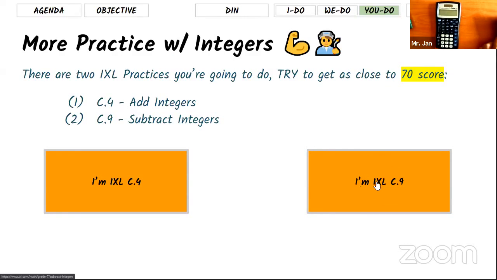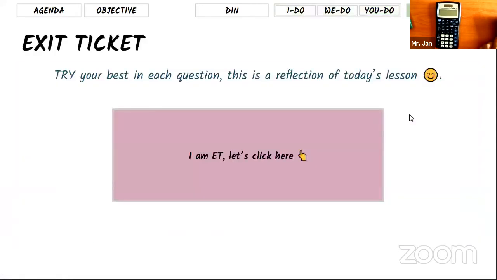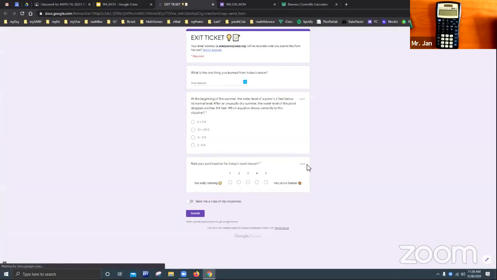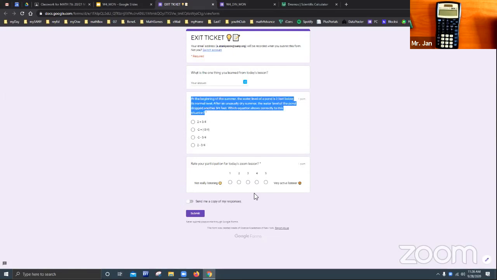Okay, these are the practices. Before you go, by the way, do the exit ticket. It's on the last slide, and I'll see you in the next class. It's just a self-reflection. Just one problem. Actually, it's not math, it's just creating an equation, and about how good you were in participation, and you're good to go. Thank you so much.